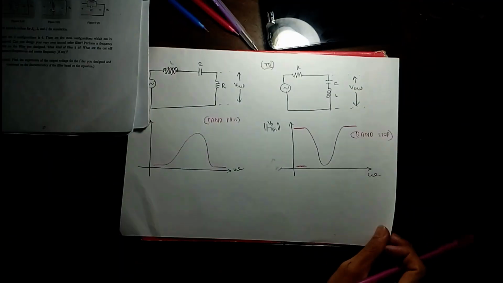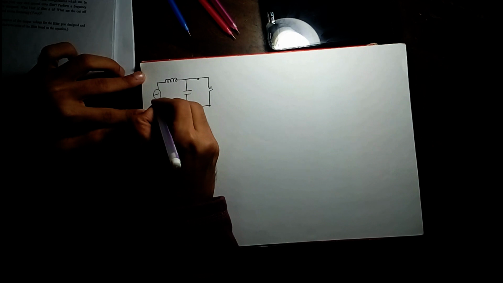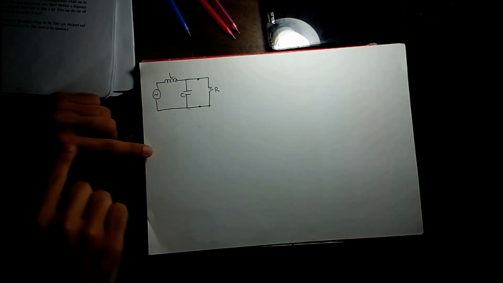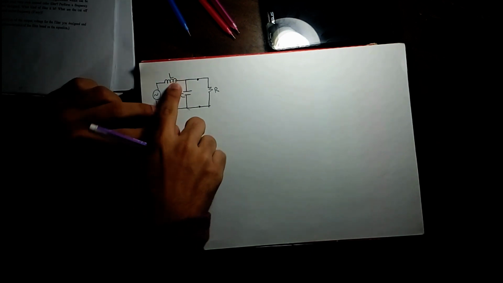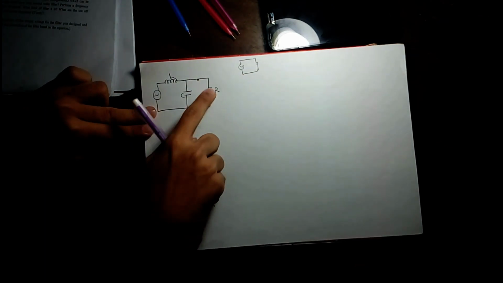Let me better draw it so that you can understand. This is our filter, this is our output branch and we have some sort of source here, L, C, R. Okay, when omega is very low, this is open, so this branch does not affect, this is short, so the circuit is kind of like this, if you try to imagine. So all the voltage drop will be across here.